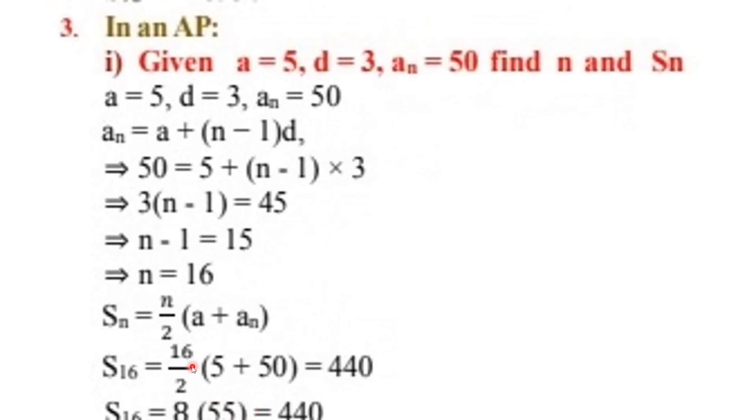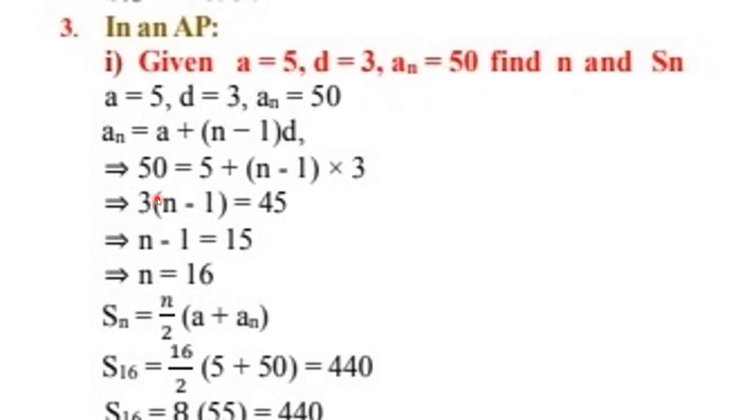That is the third problem. In an AP, given a value is 5, d value is 3, an is equal to 50. Find n and Sn. So a value is 5, d value is 3, an is 50. So what you need to find? n and Sn. You can apply the nth term formula, that is an is equal to a plus n minus 1 into d. So substitute the values. an is 50, a is 5, n you need to find. Substitute the d value as 3.